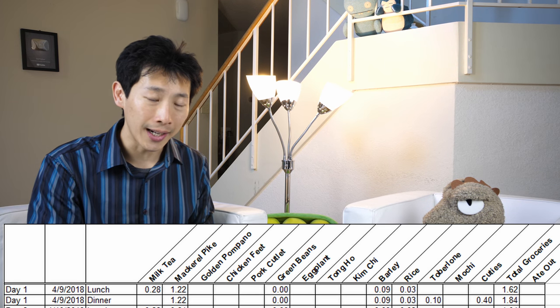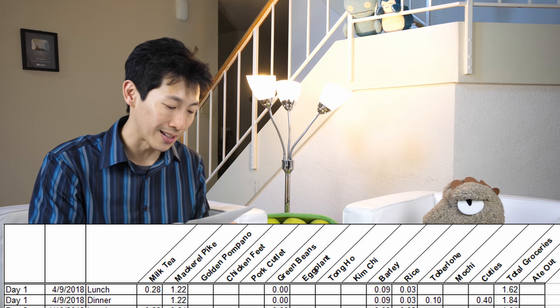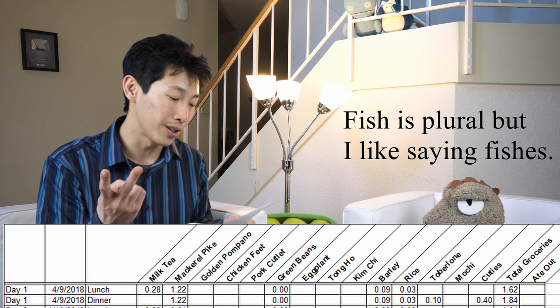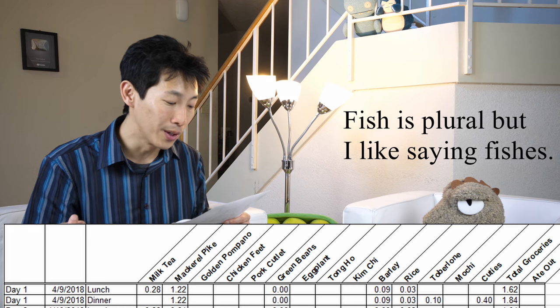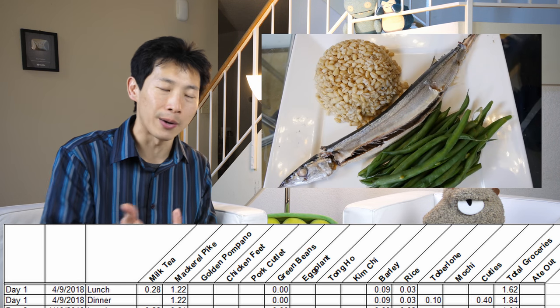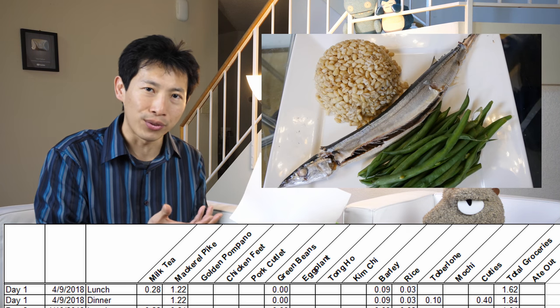So in the first day that I logged this, in the morning, I had my milk tea and had nothing else, 28 cents there. And then for lunch, I had a mackerel pike. I had 2 fishes and that turned out to be $1.22 with some green beans. And you'll see that it's actually zero here because I went on this little cabin trip thing and there were a lot of leftovers. So I got this for free.